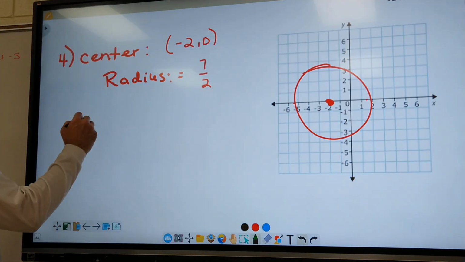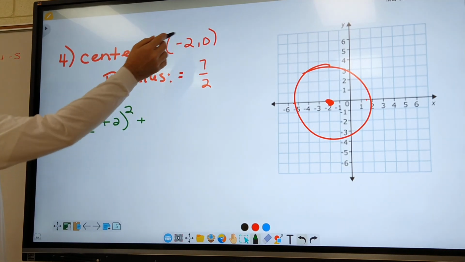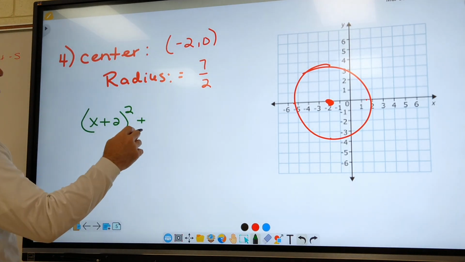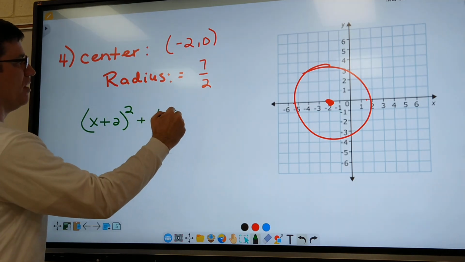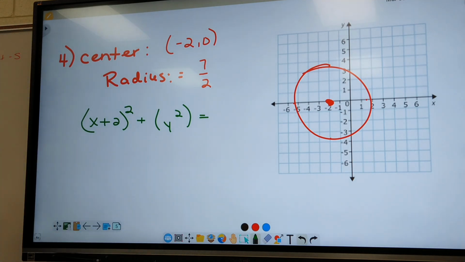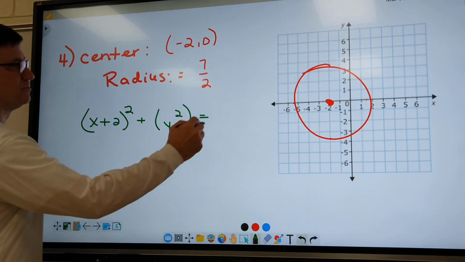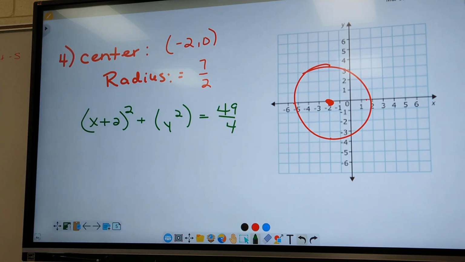All right, so your final answer on this one would be x plus 2, 0. You could do y plus 0 squared, x plus 2 squared, or you could do just y squared. Somebody square 7/2. What's that, 49/4? Yes, sir. All right, so we're good on 1 through 4.